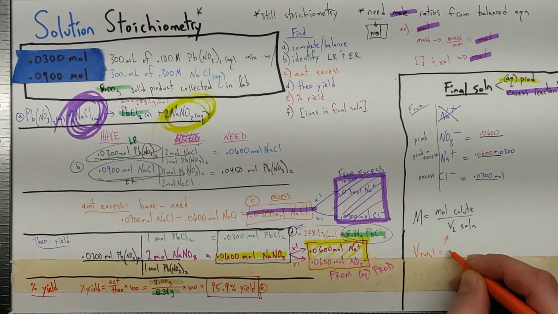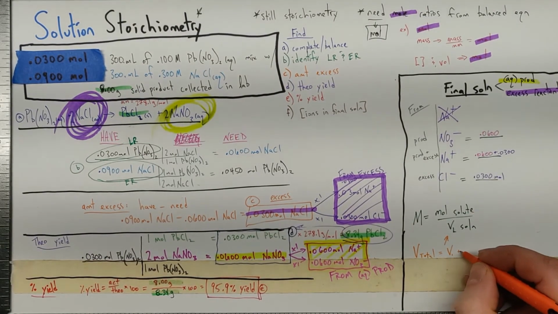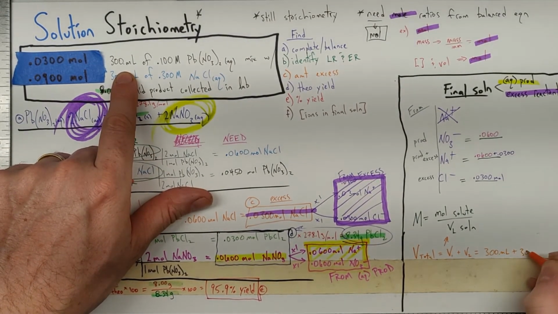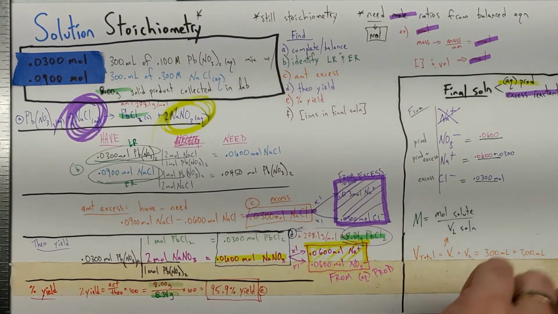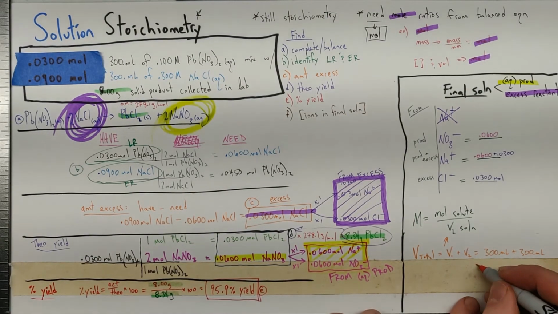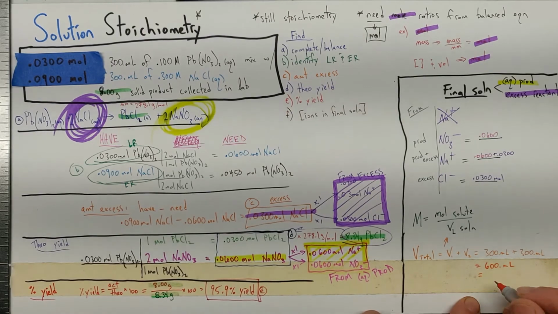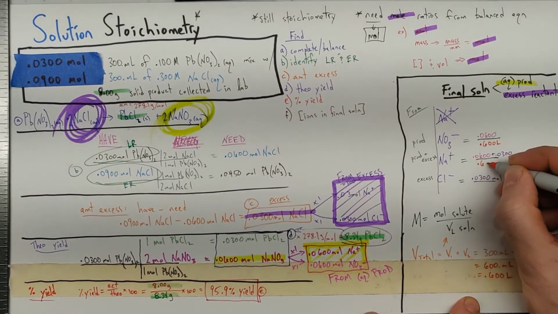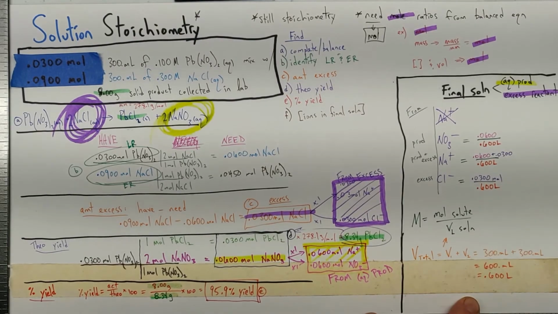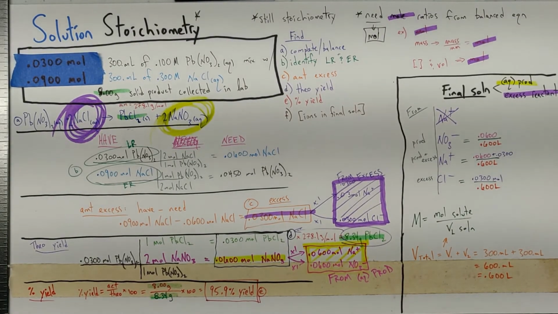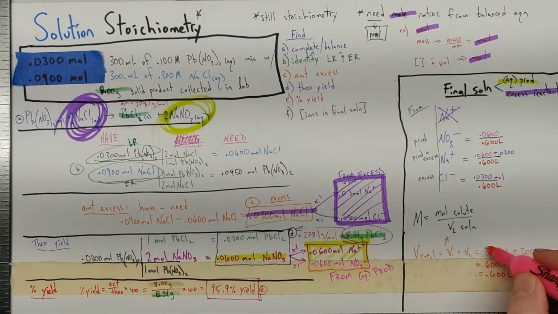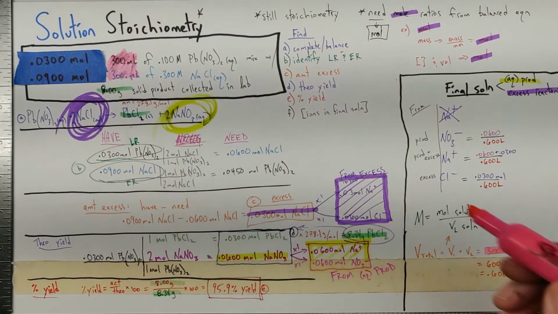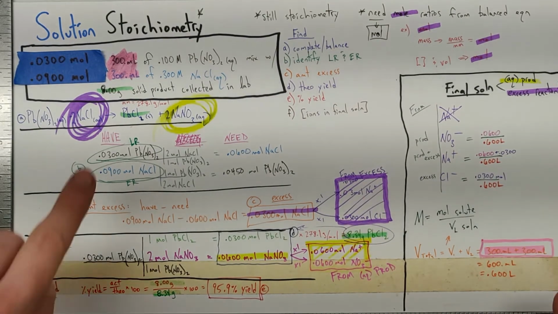So our total volume is just going to be the volume of the first thing plus the volume of the second thing. And those were 300 milliliters plus 300 milliliters, which is 600 milliliters, and we need that in liters, which is 0.600 liters. So this will be 0.600 liters, 0.600, and 0.600 liters. Just so we can keep track of those, this 300 and this 300 came from this 300 and this 300. All right, so that is where that came from.